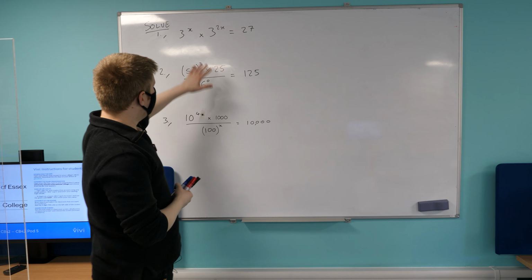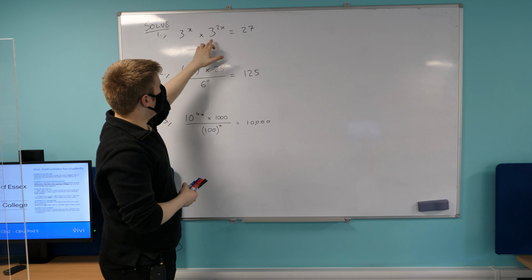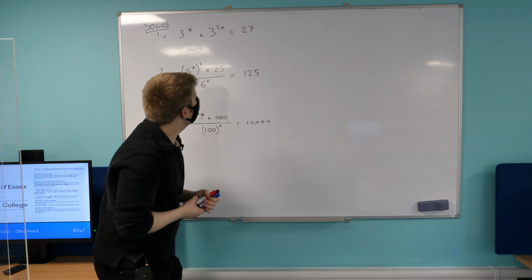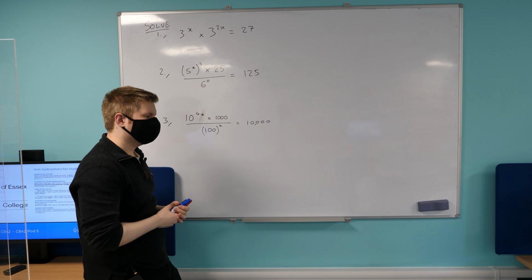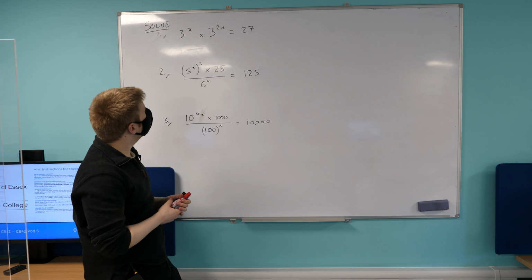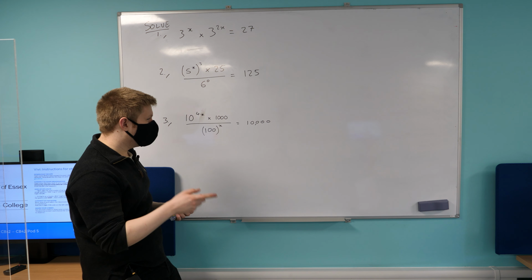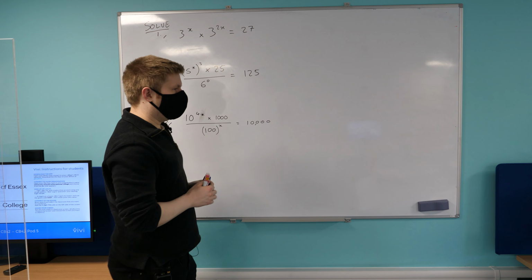So if we look at the first one, we have 3 to the power of x times by 3 to the power of 2x is equal to 27. So, what do you reckon? I get x plus 2x equals 27. Not quite. I mean, why have you done x plus 2x?